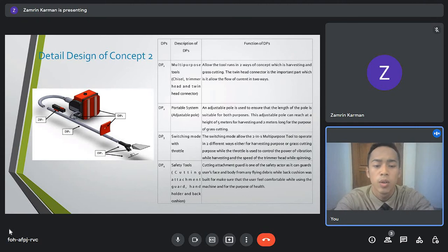The description of the DP in concept 2 is similar to concept 1, but different in function for the DP tools, for the safety tools DP. In this concept, it has the back cushion, which is built to make sure that the user feels comfortable using the machine and for the purpose of health.